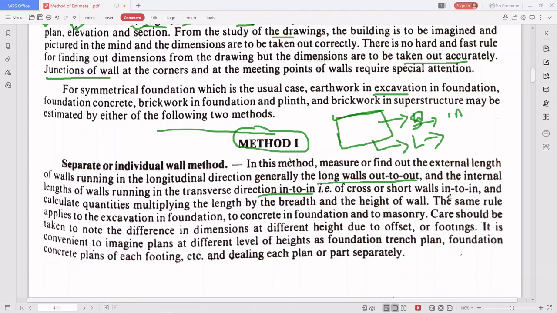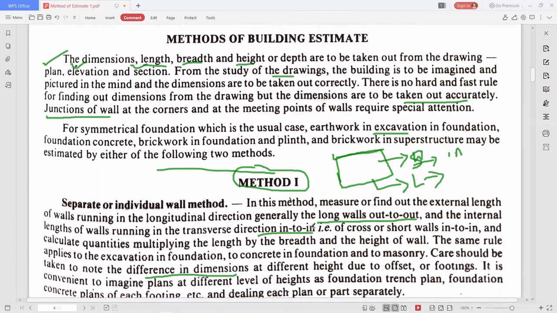So cross or short walls, calculate quantities by multiplying, and then you have to multiply the same as you did in the foundation, that is length into breadth into height. The same rule applies to the excavation in foundation, to concrete in foundation, and to masonry. Care should be taken to note the difference in dimensions at different heights due to offsets or footings.